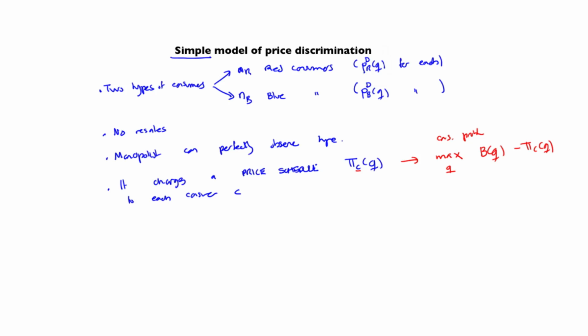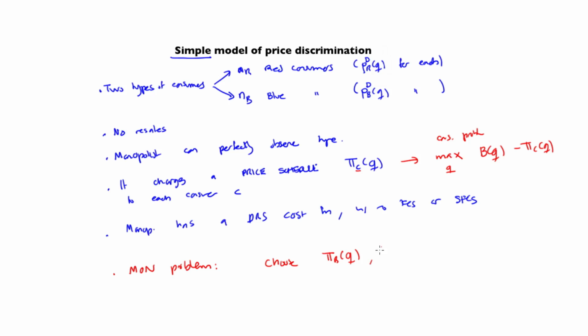Now, the monopolist has a cost function that has decreasing returns to scale with no fixed cost or semi-fixed cost. And the key thing is, what is the monopoly problem? The monopolist problem becomes to choose the function that it offers to red consumers, or the price schedule, and to blue consumers to maximize its profits. Of course, given that the consumers are going to react by solving this problem.